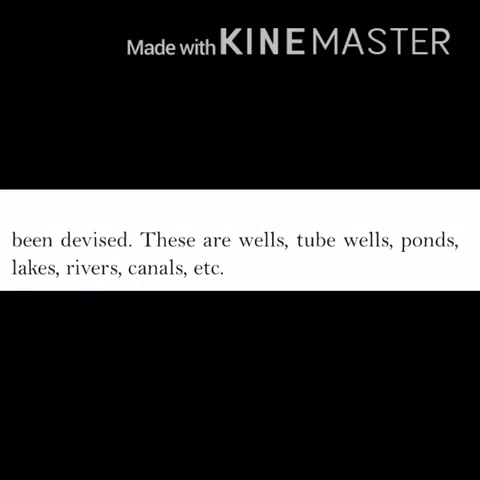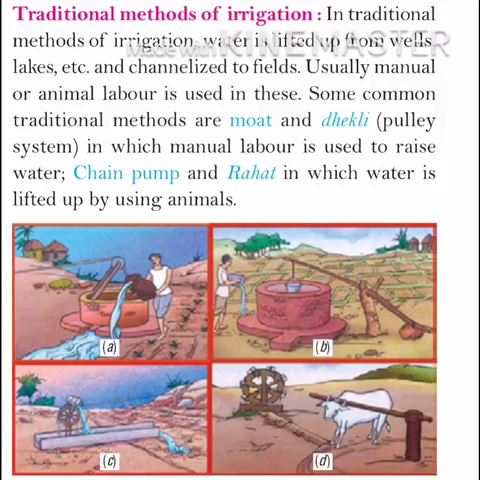These are wells, tube wells, ponds, lakes, rivers, canals, etc. Here we have some traditional methods of irrigation. Traditional means that they were used in earlier times. In traditional methods of irrigation, water is lifted up from wells, lakes, etc. and channelized to fields. Usually, manual or animal labor is used in these. In traditional methods, all work is done by hands or with the help of animals.